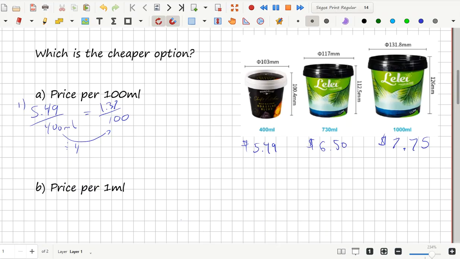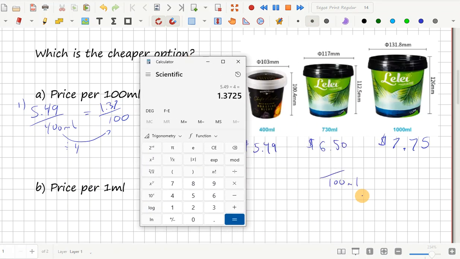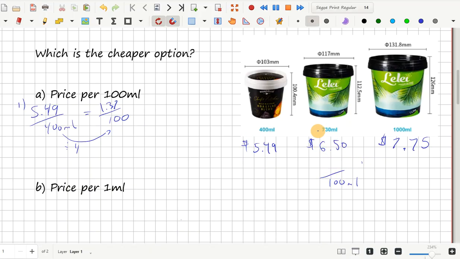For the second one, I want it per 100 milliliters. This one's a little more complicated because it's 730. So to take 730 and get it in terms of 100 milliliters, I would divide it by 7.3. You could find this out too by dividing 730 by 100 to see how to get to 100. I divide by 7.3. Okay, so to get from 730 to 100, I divide by 7.3.